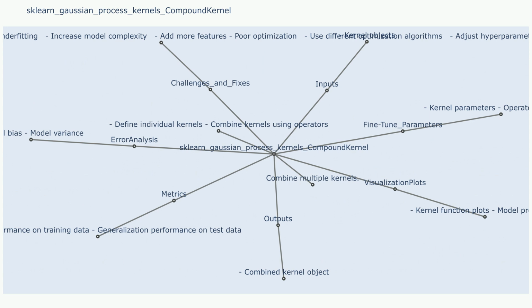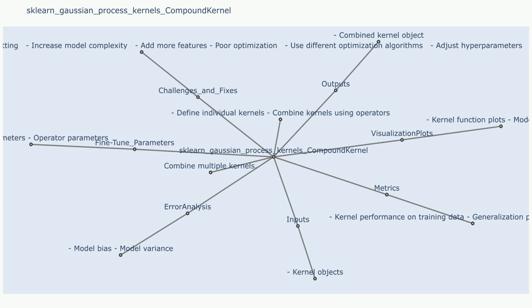Challenges and fixes. Challenge 1. Overfitting to the training data. If the compound kernel is too complex or has too many parameters, the model may overfit to the training data, leading to poor performance on unseen data.